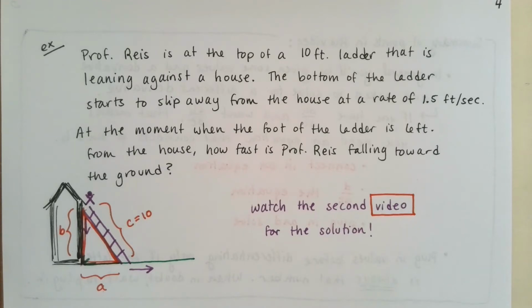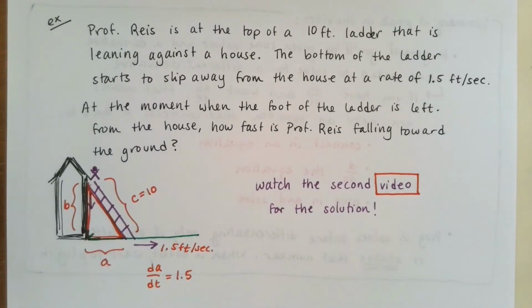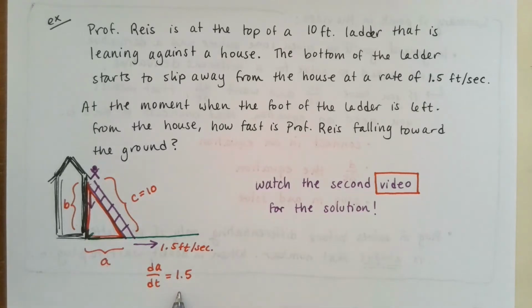All right, so the bottom of the ladder slips away at 1.5 feet per second. So that's this right here. In terms of my picture, I'm going to decide that that's actually dA/dt. That is the rate of change of A with respect to time. And you want to take an extra beat here and realize that we did technically just make a decision that dA/dt would be positive 1.5.